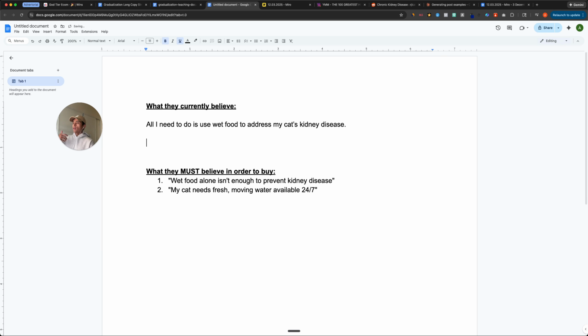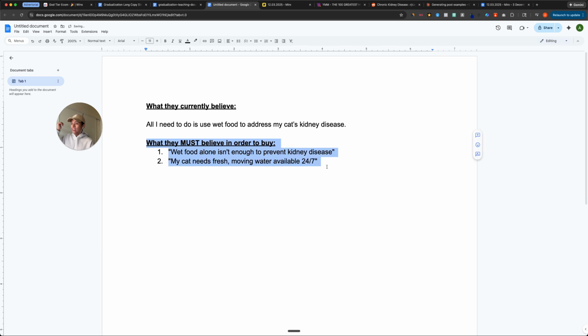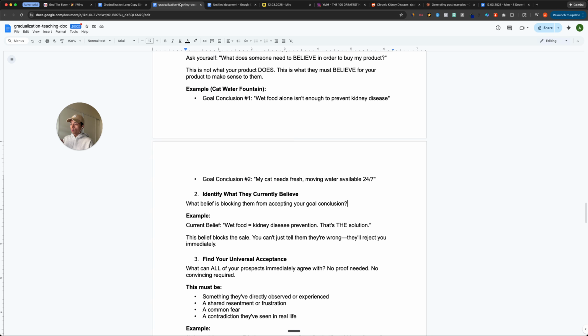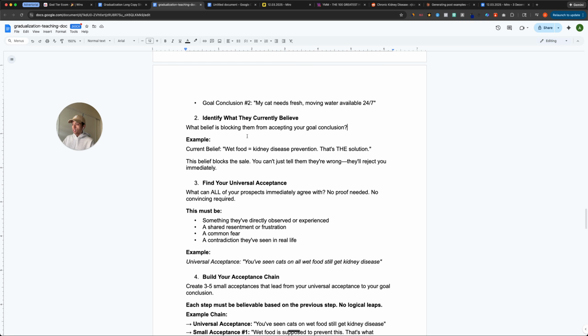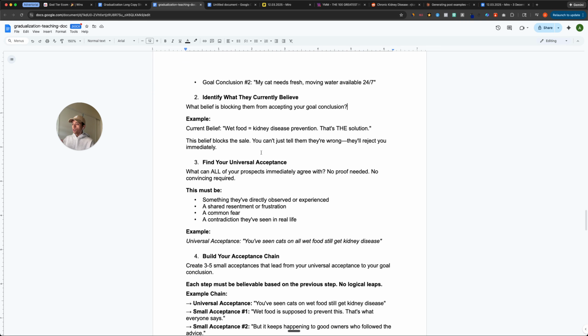Again, cat water fountain. So now that we know what they believe and what we need to get them to believe, next we can start to map out through this AI prompt that I'm about to show you, how we can get them from here to here. How can we take them from their existing beliefs to the beliefs we need them to believe in order to buy? So how do we do this? Step 3, find your universal acceptance.